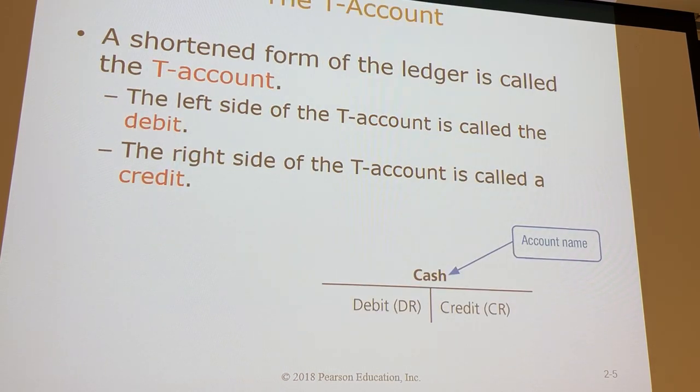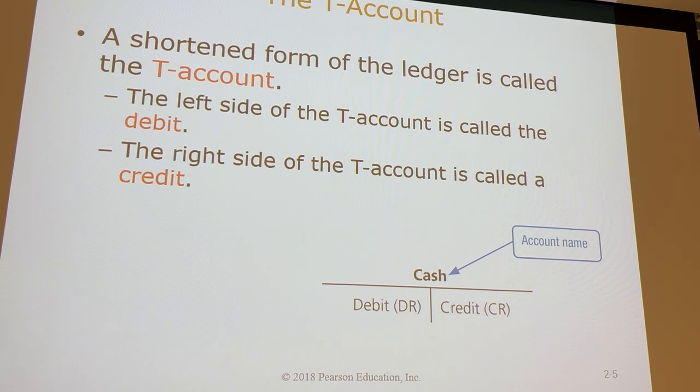Now, to keep track of the balance in an account, we're going to use an analytical tool that we call a T account. And so it's shaped like a T, and the example that you see here near the bottom of the slide is a T account for the cash account. And when we make an entry to the cash account, we may make an entry to the left side of the account, in which case we will call it a debit, or we may make an entry to the right side of the account, in which case we will call it a credit.